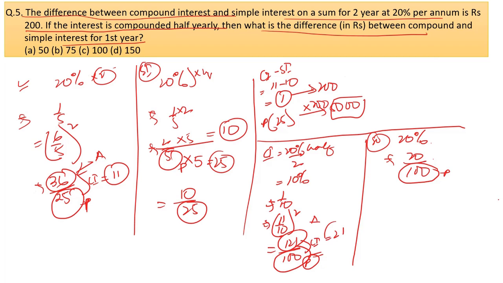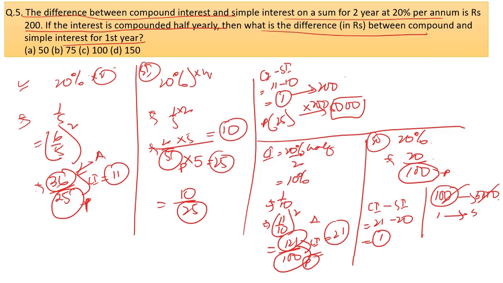This is 21. Therefore, compound interest minus simple interest is equal to 21 minus 20. This is 1 unit. We know that this 100 unit is rupees 5,000, so 1 unit will be 50. So our correct answer is option A.